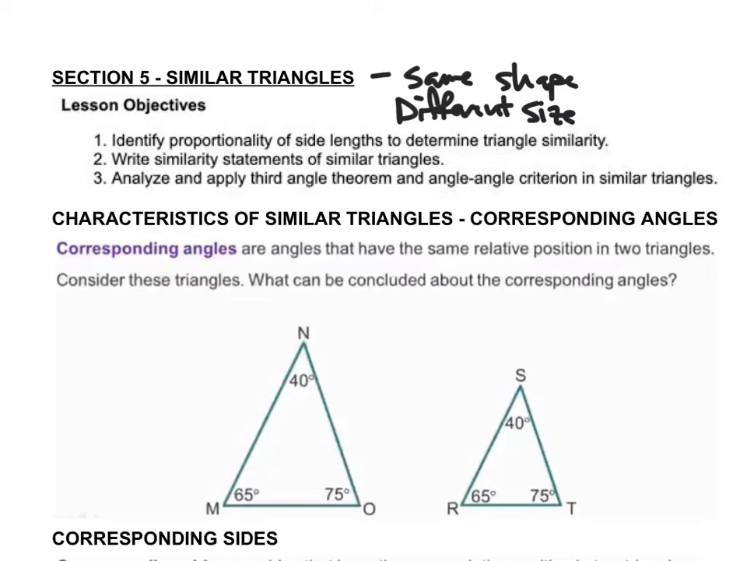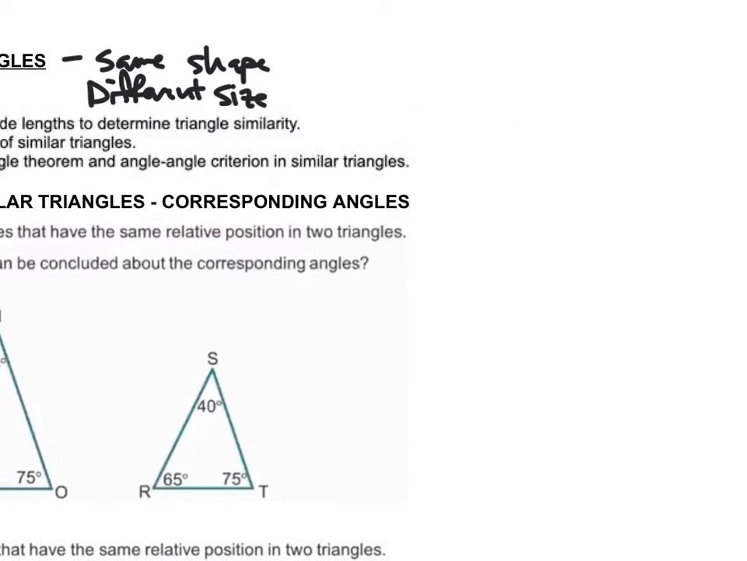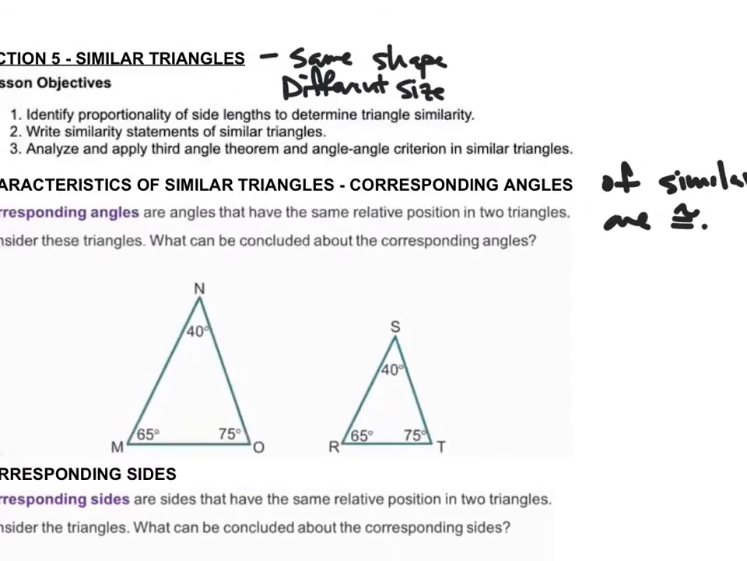So what we want to do today is identify the proportionality of side lengths to determine triangle similarity, write similarity statements, and analyze and apply the third angle theorem and angle-angle criterion to similar triangles. So the first thing is characteristics of similar triangles. Corresponding angles of similar triangles are congruent. Okay?